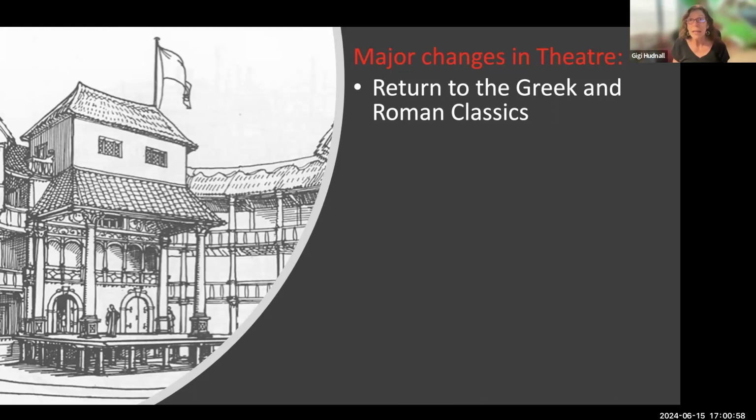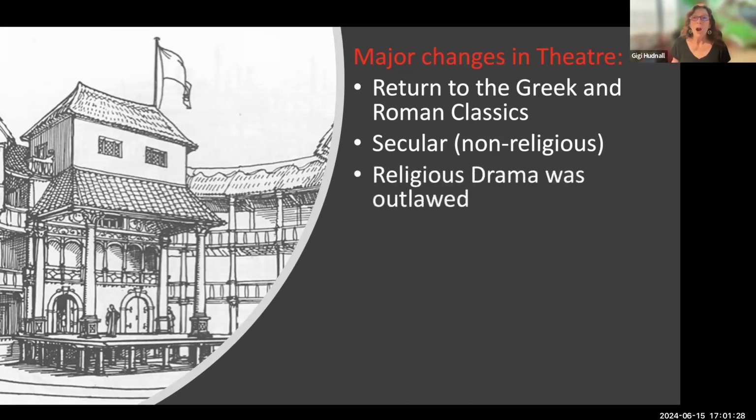We're going to start in England in the Renaissance. So at first they kind of went to a return to the Greek and the Roman classics. These plays were secular, so they were not religious. So first the church said, okay, we're going to do plays within the church. Then they said, okay, we're going to do plays outside the church, but you're going to do it about the church. And then they said, no, don't do it about the church. So now we're at non-religious plays. All right, so religious drama was actually outlawed.